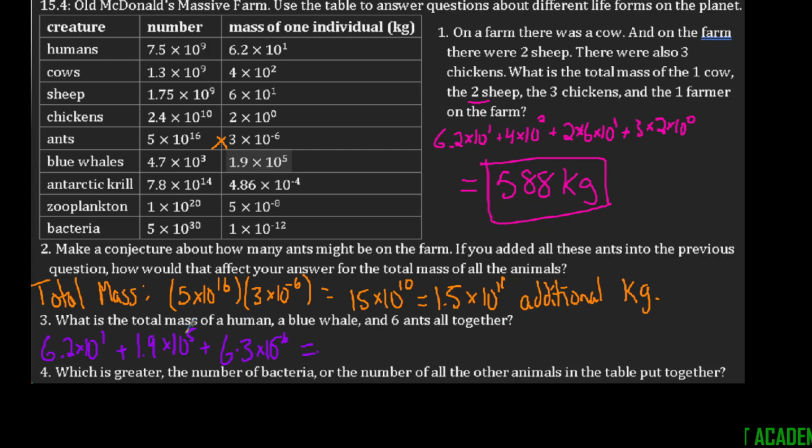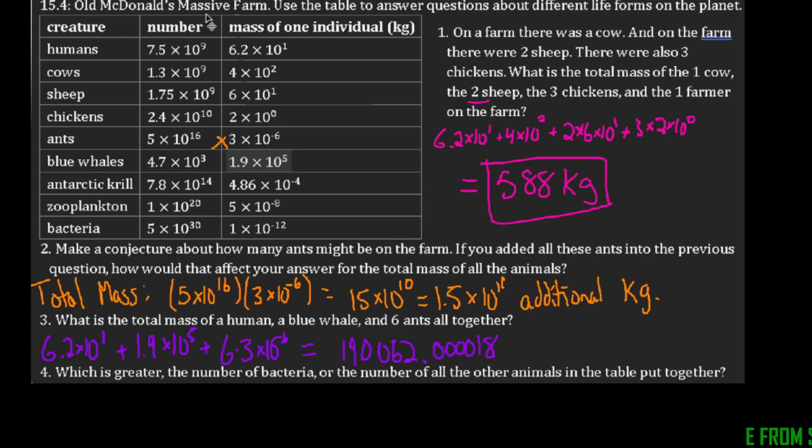So I'm going to write what we have. So we're going to say there's going to be, I believe that's 190,000, or yeah, 190,062, point, we have 4 zeros, 18. Okay. And also to make sure you can notice those different parts, I have that 190,000 from the weight of the blue whale. I have the 62 kilograms from the human, and I have the very small decimal from the 6 ants.